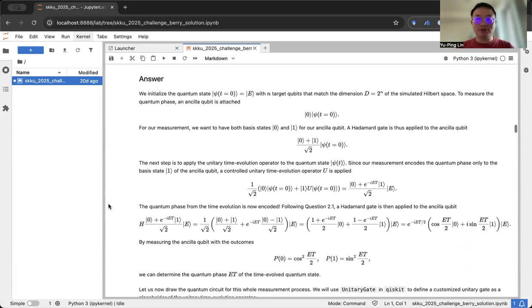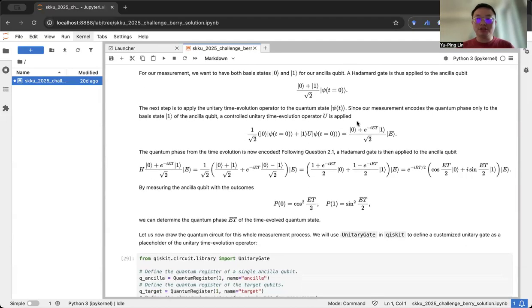Yeah, so the way we do this is to attach a single qubit, an ancilla, to the quantum state we want to simulate. First, we apply a Hadamard gate to get both 0 and 1 states. Then we use a controlled unitary, that is, we apply the unitary time evolution to the quantum state only if the ancilla qubit is in the 1 state. And so the resulting state will only have the dynamical phase when the ancilla qubit is in the 1 state.